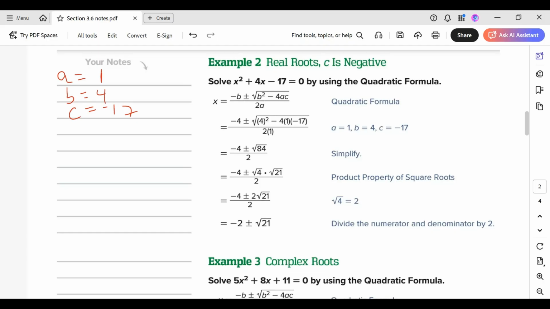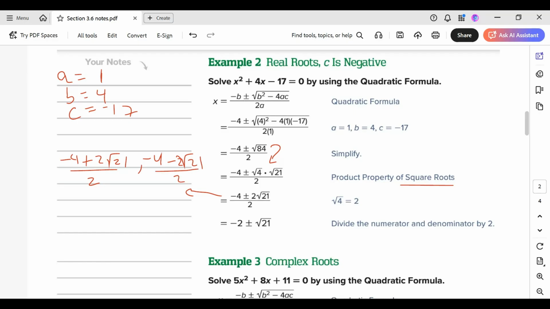When we get to the math inside, we get negative 4 plus or minus the square root of 84, over 2. Remember, you need to use a product of square roots, which means 84 can be broken down into a perfect square, the square root of 4, and then a prime number, the square root of 21. When you simplify, you get negative 4 plus or minus 2 radical 21, divided by 2. They took negative 4 plus 2 square roots of 21 over 2, and then negative 4 minus 2 square roots of 21 divided by 2.